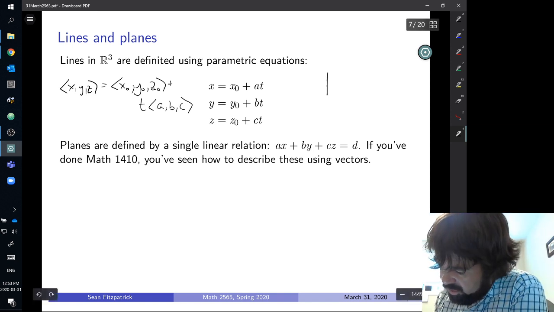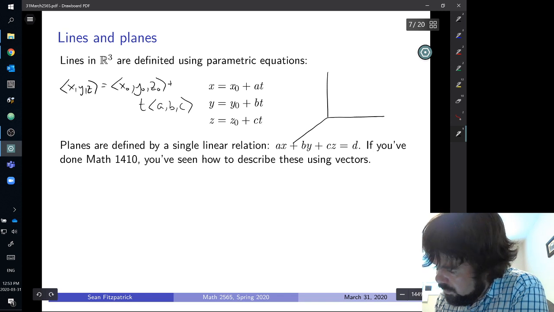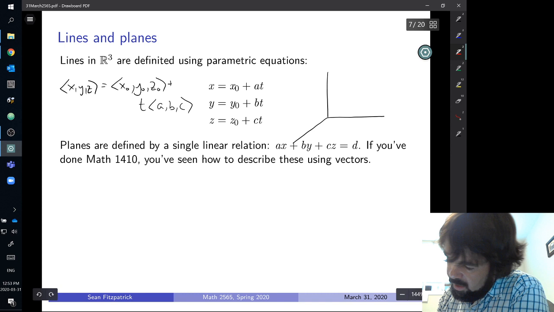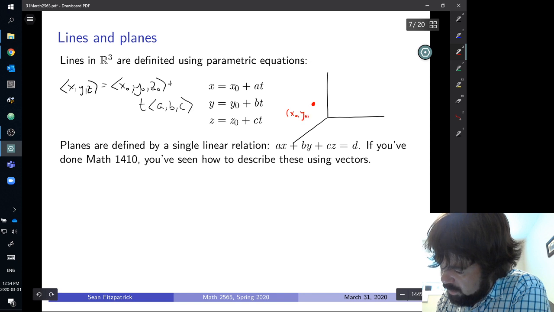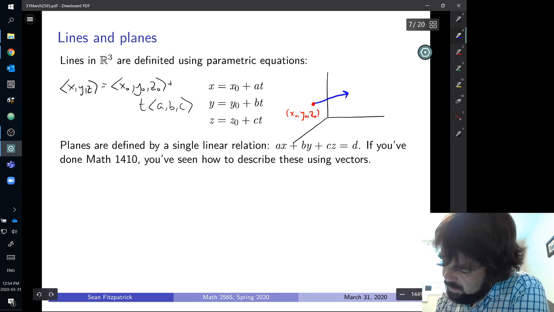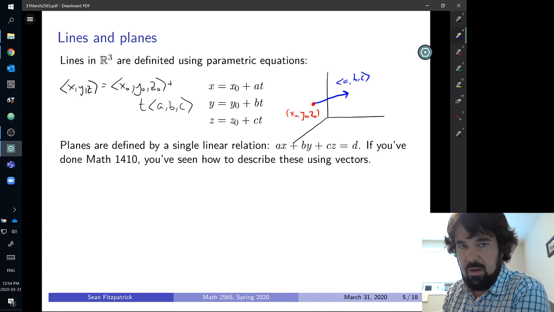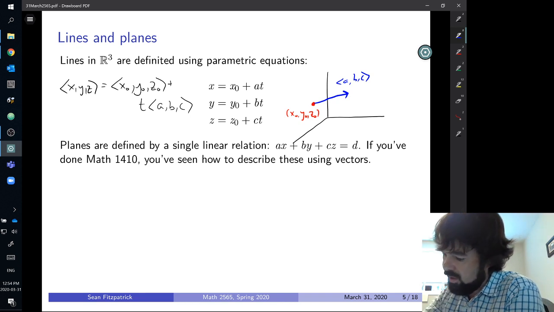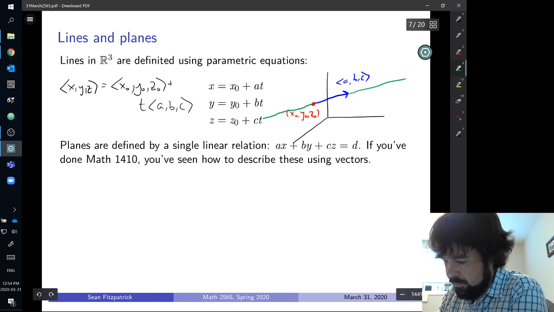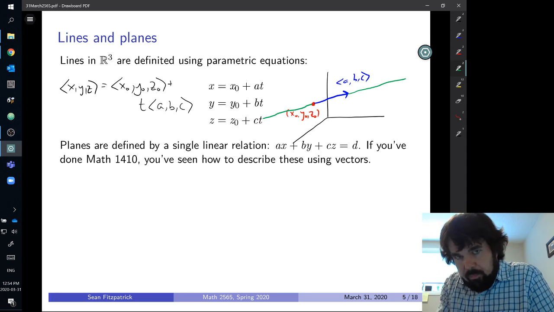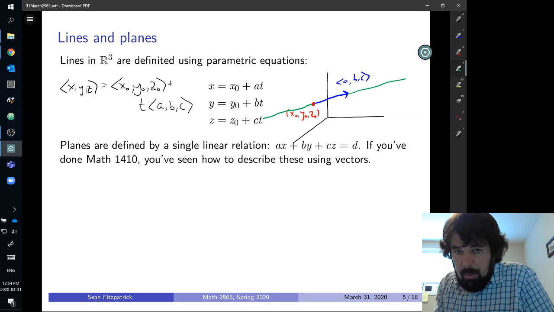And what that actually looks like in your coordinate system is you have some point. So here's your point, say x naught, y naught, z naught. And at that point you have some vector giving you a direction, a, b, c. And so the line is all of the points that you get starting at the point x naught, y naught, z naught, and moving back and forth in the direction of that vector. As you move in that direction, you generate all the points on the line. So that's how you can describe lines in three dimensions.